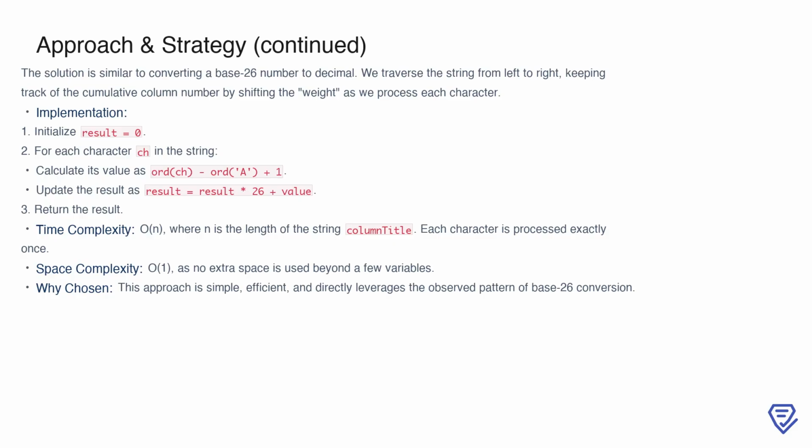The time complexity of this approach is O(n), where n is the length of the string, as each character is processed exactly once. The space complexity is O(1), since no additional data structures are used beyond a few variables. This method is chosen because it efficiently handles the problem requirements while maintaining simplicity.